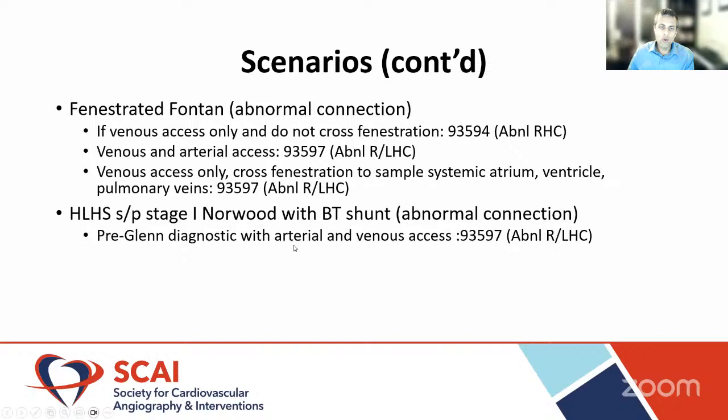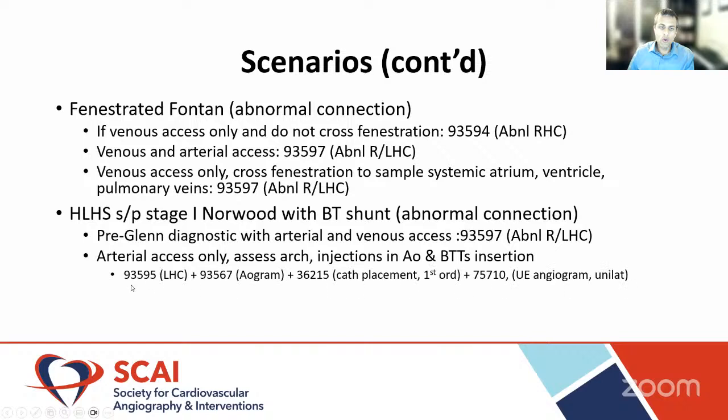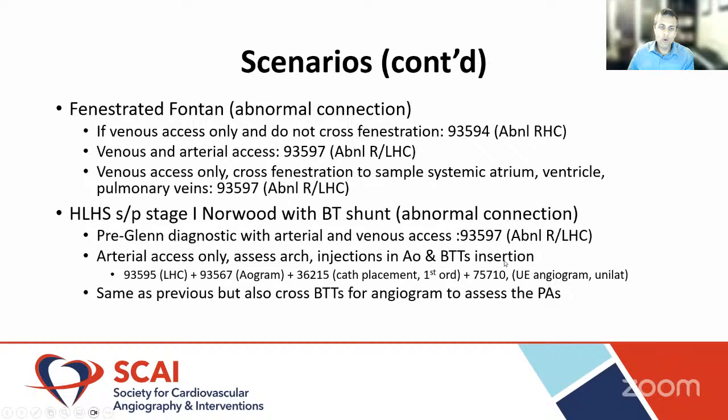Pre-Glenn diagnostic cath, arterial and venous access is an abnormal right and left heart cath. With arterial access only, if you do this to assess the arch, do injections, that's going to be the left heart cath angiogram. Then you can do the catheter placement codes when you go into the innominate artery, and then the upper extremity angiogram code. And if you cross the BTT shunt, you can take additional angiograms for the PAs, they're listed here.